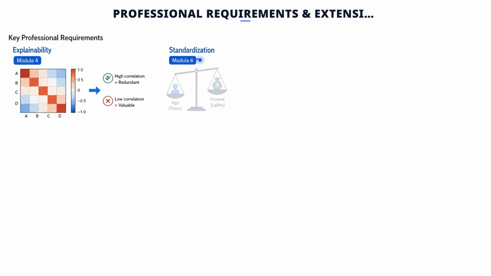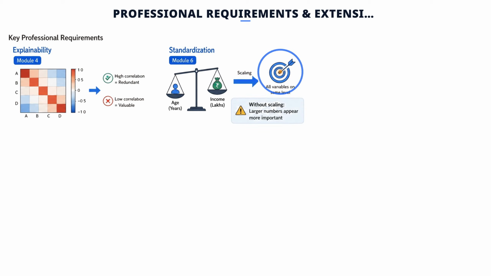Second is standardization. Think of this as balancing things out. When you are comparing something like age in years to income in lakhs, the raw numbers are on completely different scales. Before applying algorithms like PCA, we apply scaling so that all variables are on the exact same level. Without this step, the math would just assume that larger numbers are more important simply because they look bigger.